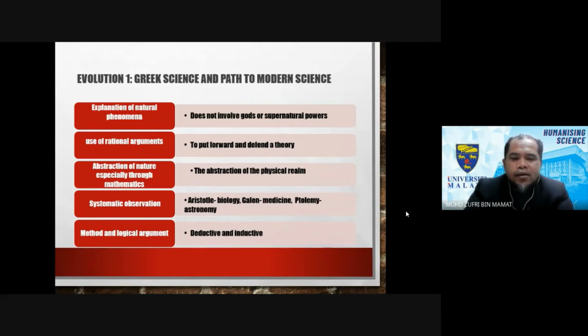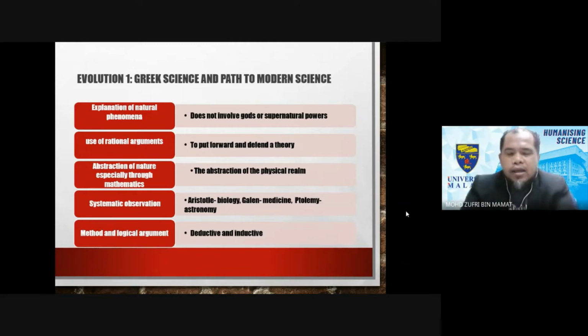Number three, abstraction of nature, especially through mathematics. A nature that is full of diversity is explained by the formulation of mathematical models and theories. The abstraction of the physical realm takes its most extreme form, for example, when Plato gave geometric shapes to the four elements, which are fire, water, earth, and air.